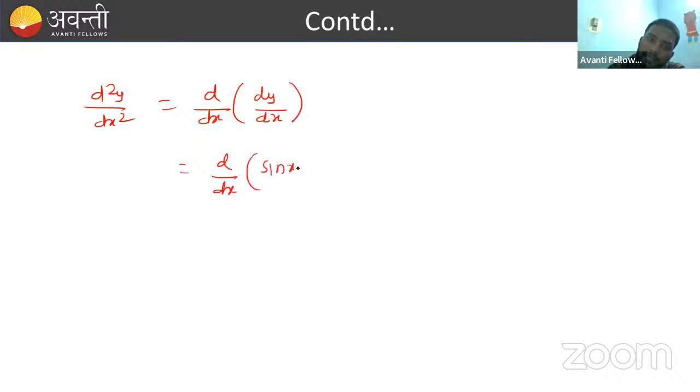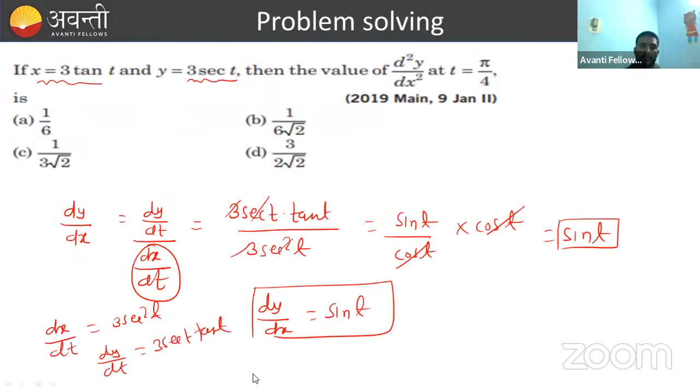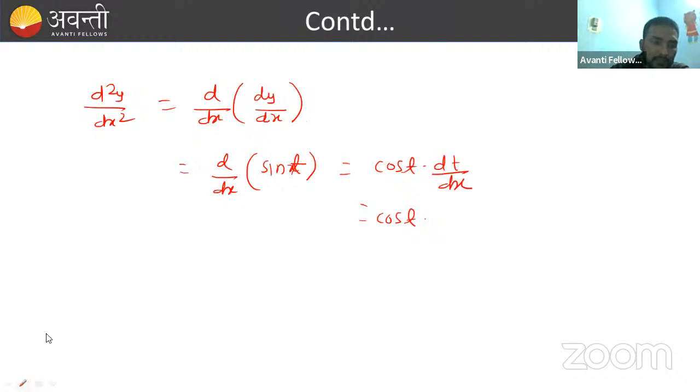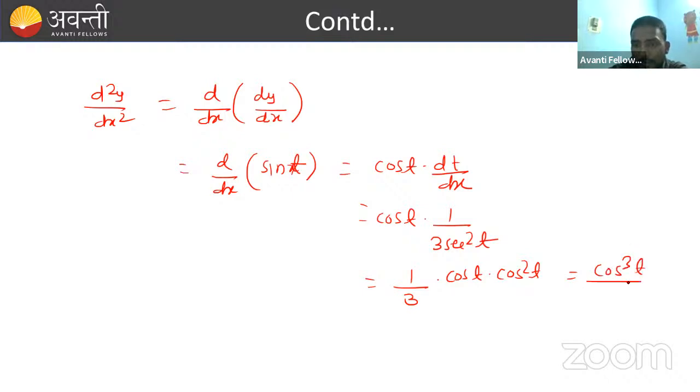It is nothing but sin t only, right? So this is cos t dt by dx, right? So what is dt by dx? Just now we have found dx by dt, that is 3 sec square t. So dt by dx is 1 by 3 sec square t, right? So just put in 1 by 3 sec square t. Sec square t will go to the upper side and become cos square t. So it is cos cube t divided by 3.